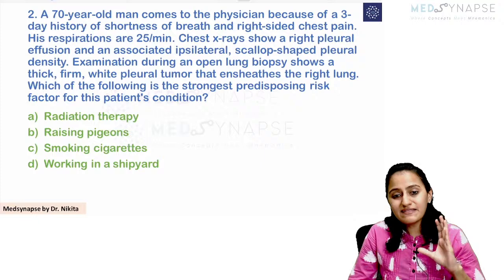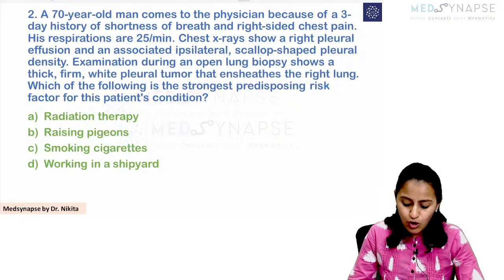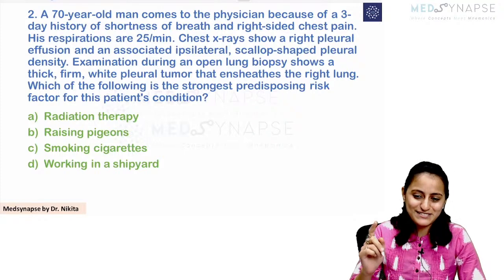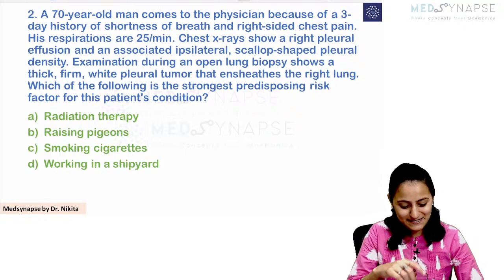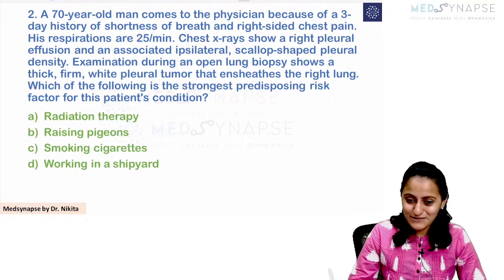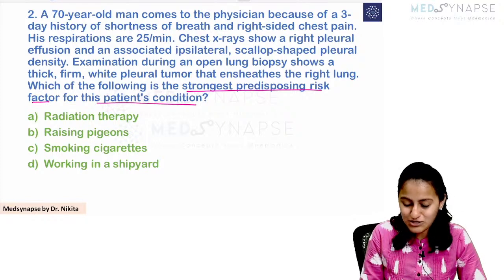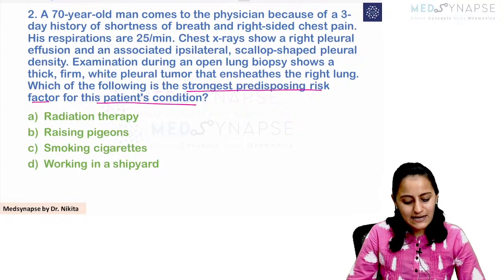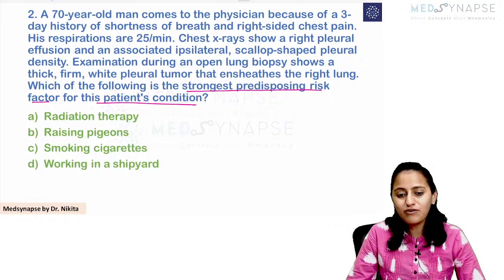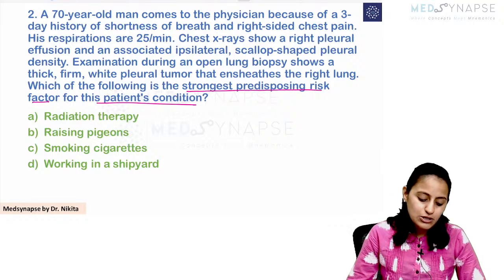Whenever you have lengthy questions like this in the exam, and this is where the trend is moving to, all you have to do is first read the last line. Yes, ninjas, absolutely. So, which of the following is the strongest predisposing risk factor for this patient's condition? So, I know that it's asking me about some risk factor for a condition in a patient, and what condition is being mentioned here. So, we look at the second last line.